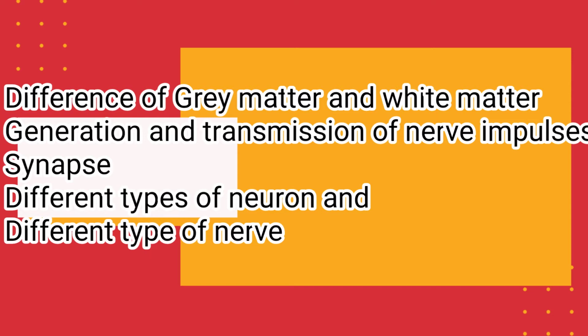And in today's lesson, we will look at the difference between gray matter and white matter, generation and transmission of impulses, synapse, different types of neurons, and different types of nerve fibers. Are you ready? Let's start.